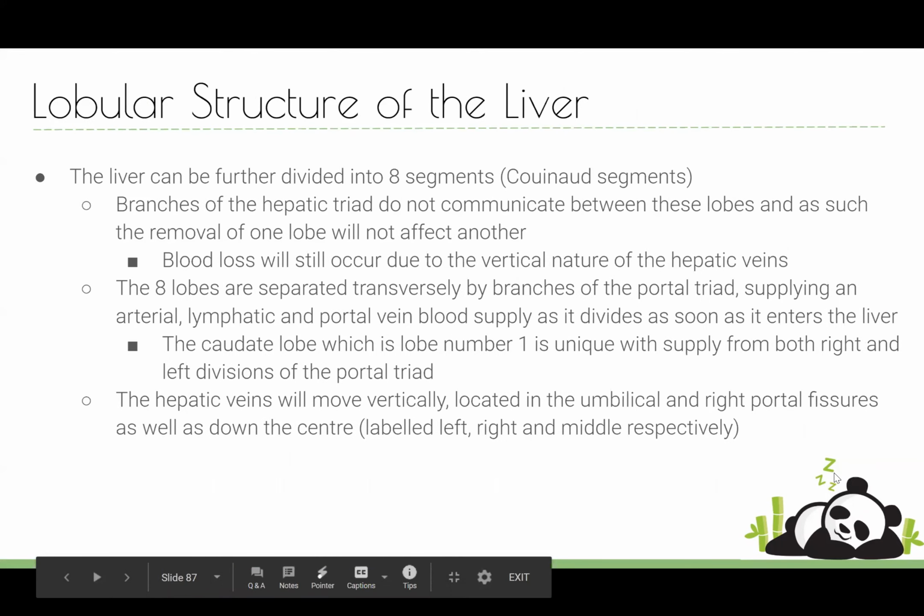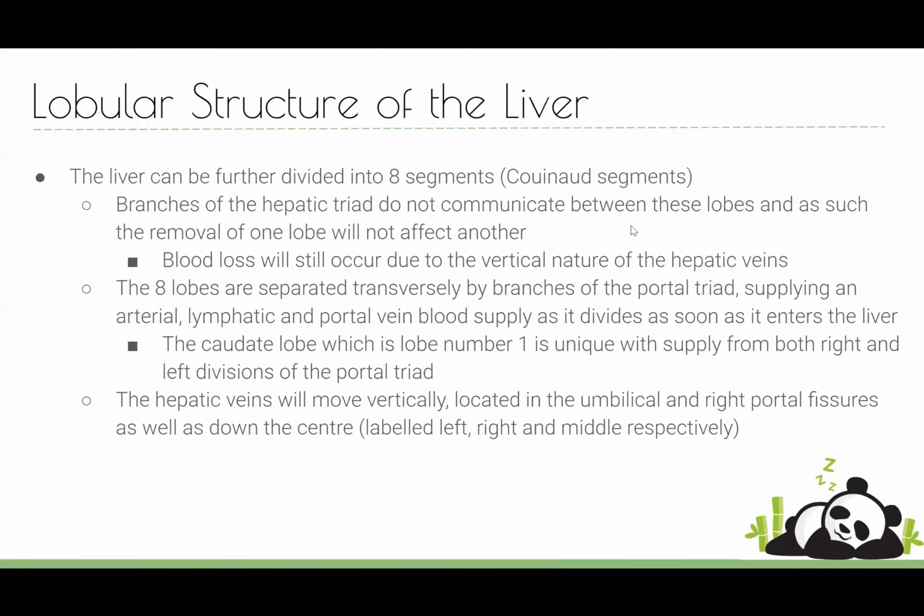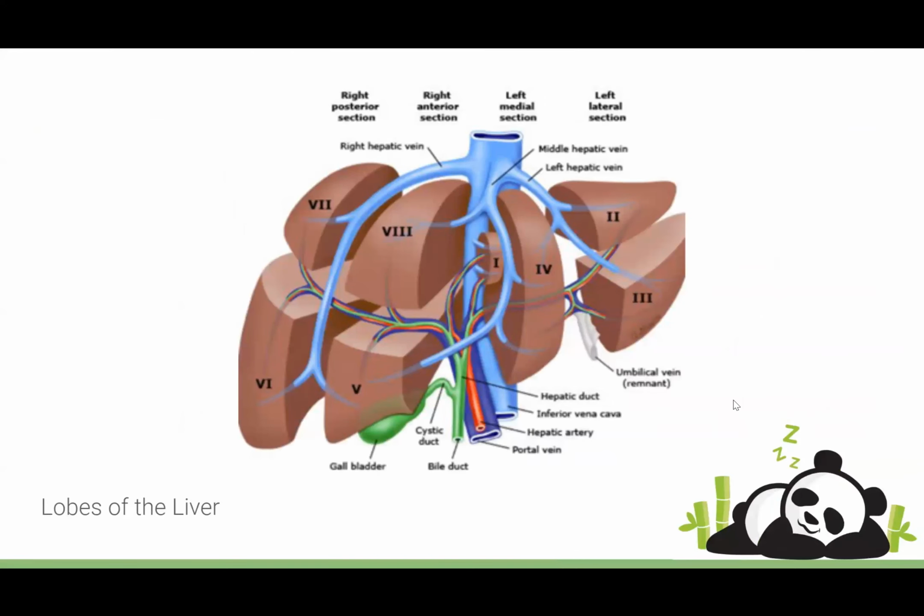The liver can be further divided into the 8 segments called Couinaud segments. The branches of the hepatic triad do not communicate between these segments, which basically means that each of these segments can be removed separately. As you can see here, this one will go directly to the 5th segment and will only go to the 5th segment. Therefore, if you removed just this segment, it wouldn't really affect anything else in terms of vascular supply.